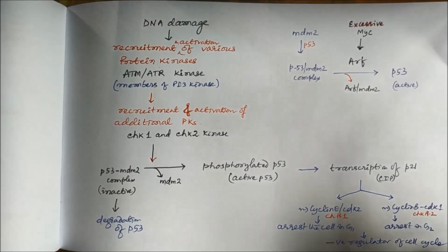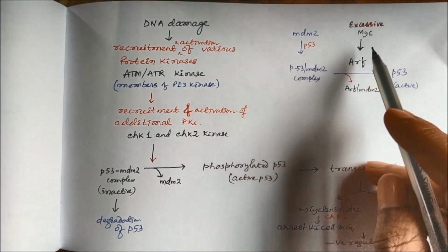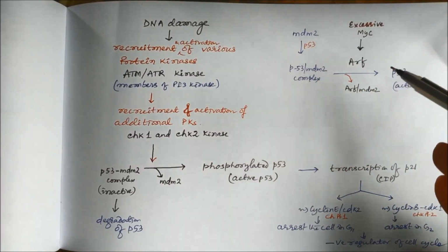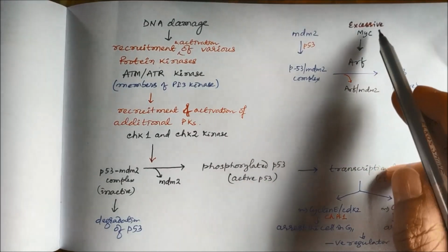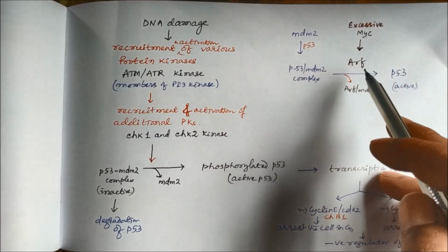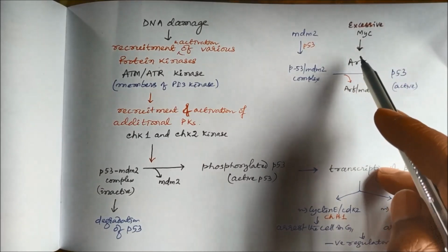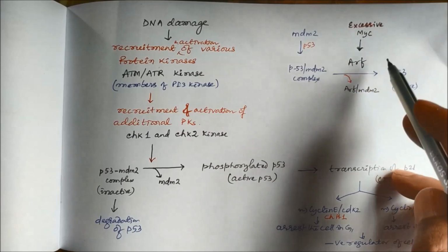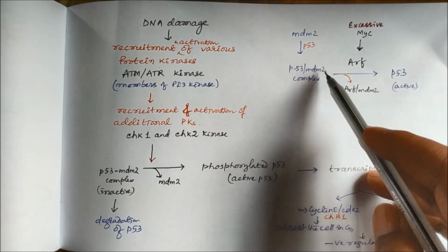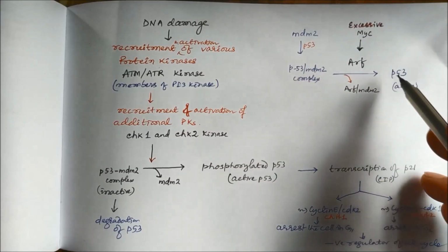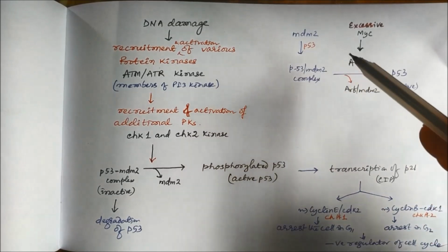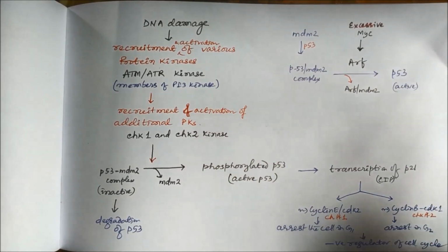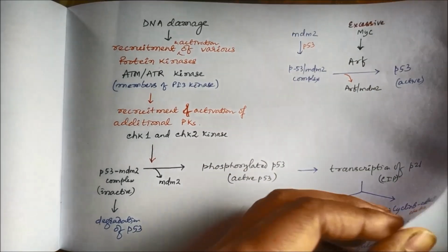There is another mechanism by which p53 acts when there is excessive cell division. In case of excessive cell division, there will be excessive MYC production, which will activate another protein called ARF, and this ARF will form complex with MDM2, so p53 will be released and p53 becomes active and can regulate the transcription of p21. So in this way, p53 acts as the negative regulator of cell cycle.